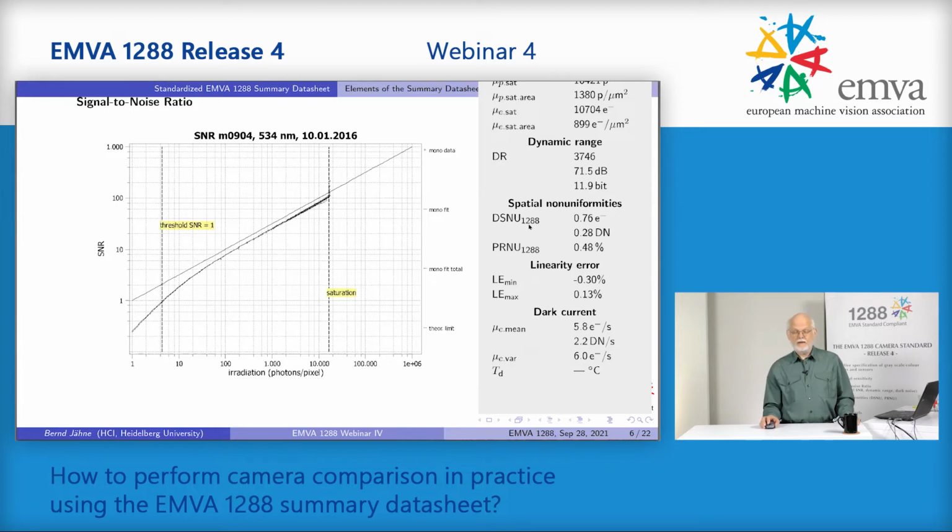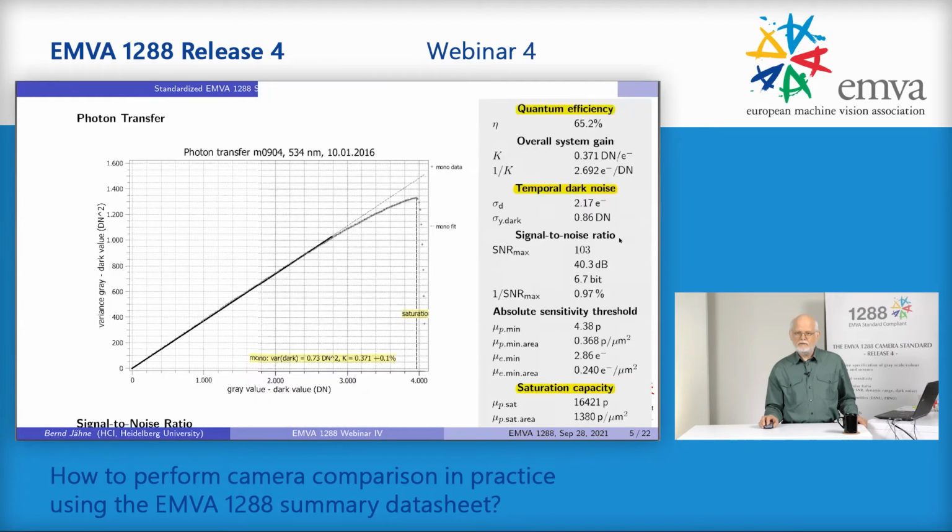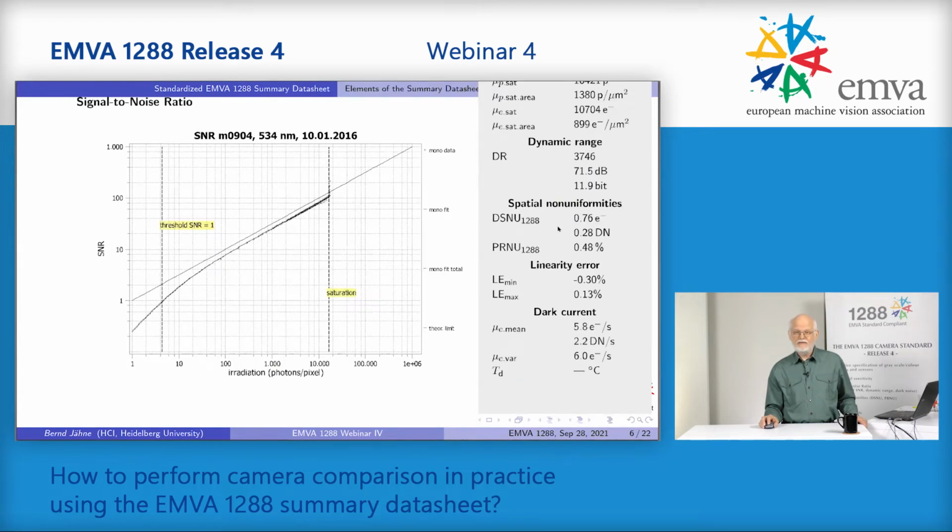Then we also have the spatial non-uniformities. And there we have basically two things. We have what's called the dark signal non-uniformity, which is like the temporal dark noise and can directly be compared with the temporal dark noise, which is here 0.76 electrons or 0.28 DN. If you compare that with what is on the top here, on the top we had a dark temporal noise of a little bit more than 2 electrons and almost 1 DN dark temporal noise, and then you can nicely see that the DSNU is significantly lower.